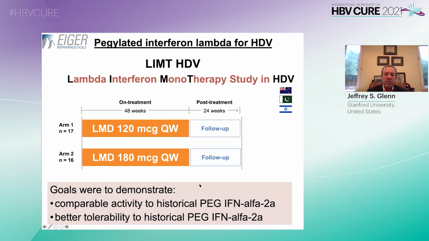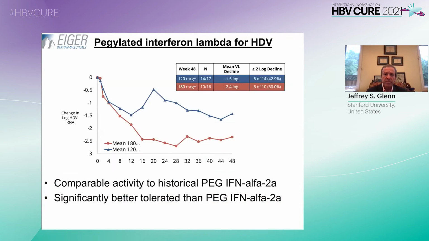which looked at a standard dose of 180 micrograms given once a week subcutaneously versus a low dose of 120 micrograms for 48 weeks treatment duration, and then 24 weeks post-treatment follow-up. The goals were to demonstrate comparable activity to historical pegylated interferon alpha with much better tolerability. And indeed, here's the top-line data.